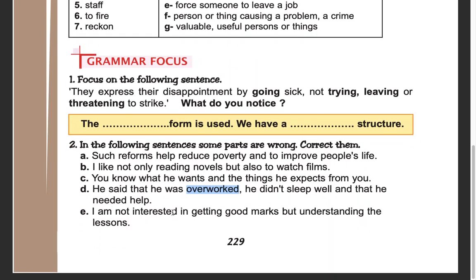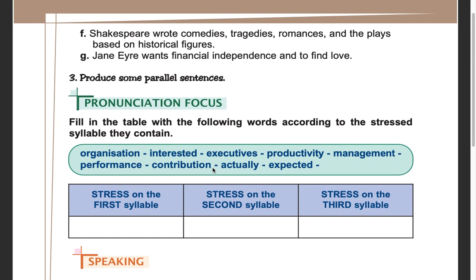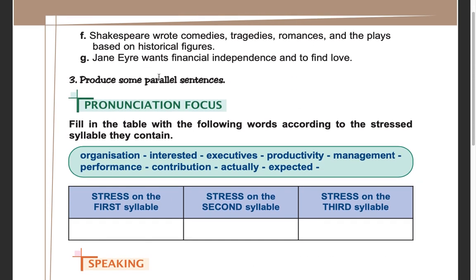"I'm not interested in getting good marks, but understanding the lessons." It should be: "I'm not interested in getting good marks, but in understanding the lessons." Moving on to these. This is clearly wrong: "Jane Eyre wants financial independence and finding love." Here you have a noun and then a noun group, and then another noun group. So get the idea. We've seen that already, by the way, in some previous lesson.